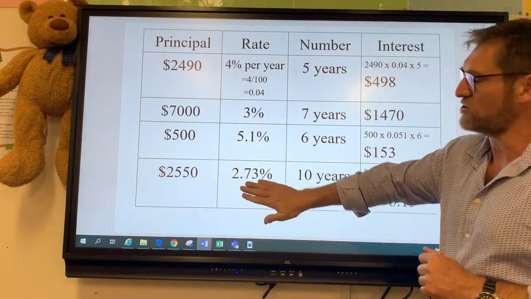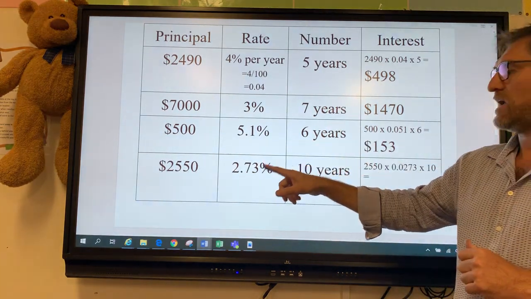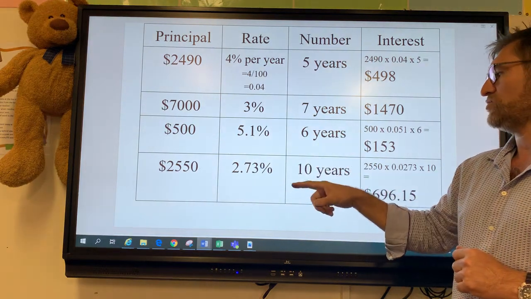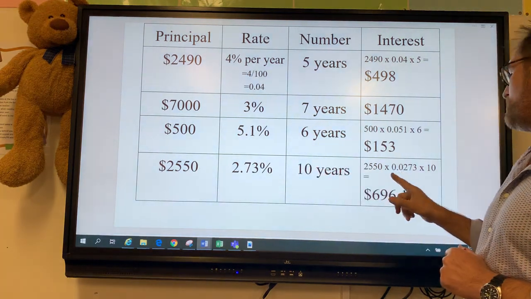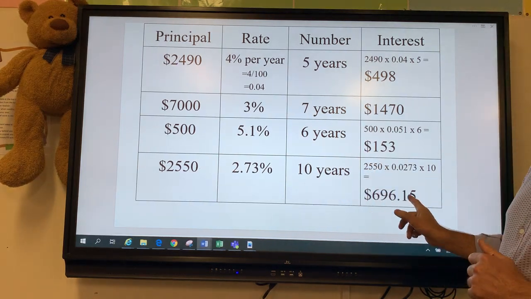Same thing. All right, well, how do you write 2%? 0.02. How do you write 2.73%? 0.0273. So chucking all that calculation in, hopefully it works out to that amount there.